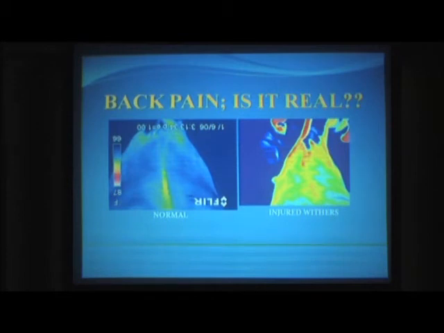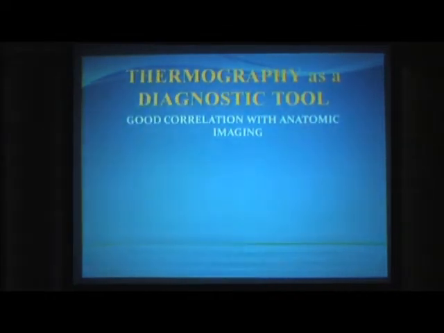So if you're looking at back pain, is it really real on a horse? This horse has got an injured withers. The one on the left is a normal horse. This horse has got an injured withers right here. Look at the difference in the color here and here. There's definitely a difference. Because of that, this horse is very, very sore across the withers. So you go and put a saddle on that horse, and I guarantee he's not going to want to stand there very long.